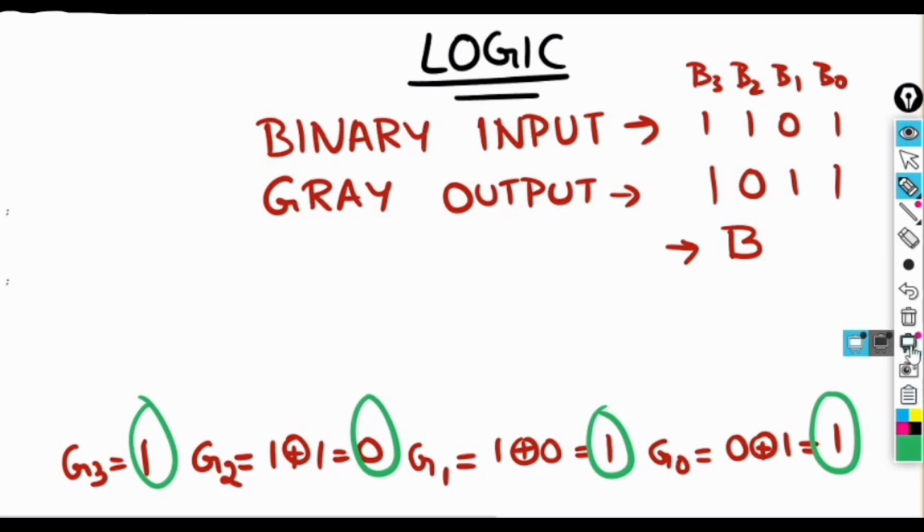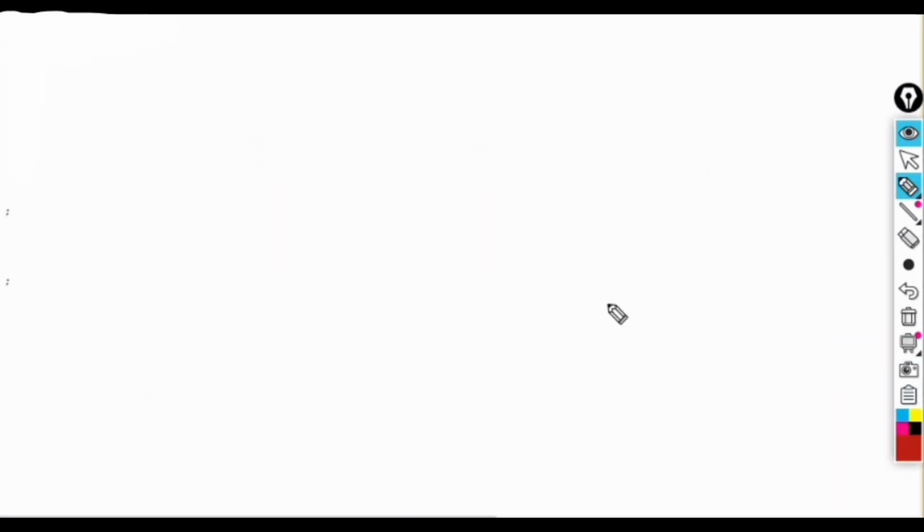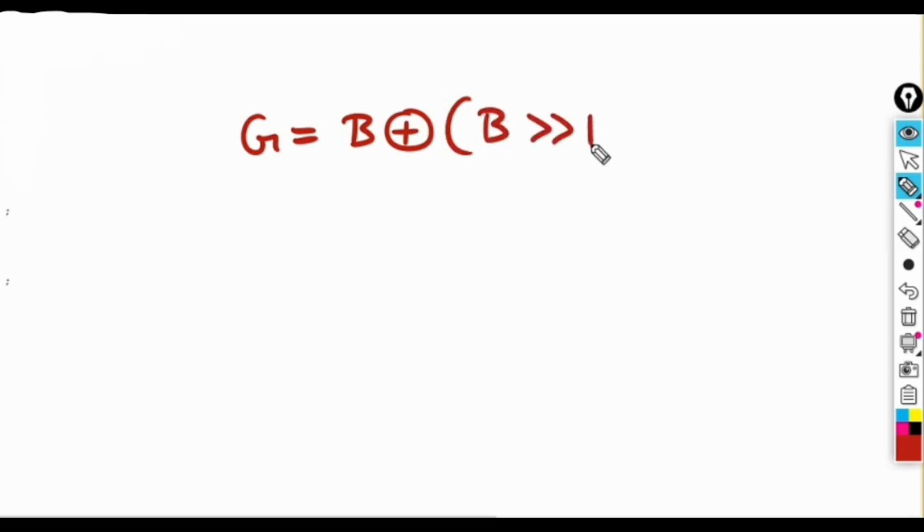Now let's see how the ARM7 code implements this. Instead of calculating each gray bit separately, ARM7 uses a shortcut. We shift the binary number right by one position and XOR it with the original binary number. So mathematically, gray code is obtained by XORing binary data with the same binary data right shifted by one bit position. This single operation automatically performs all adjacent bit XOR calculations in parallel.